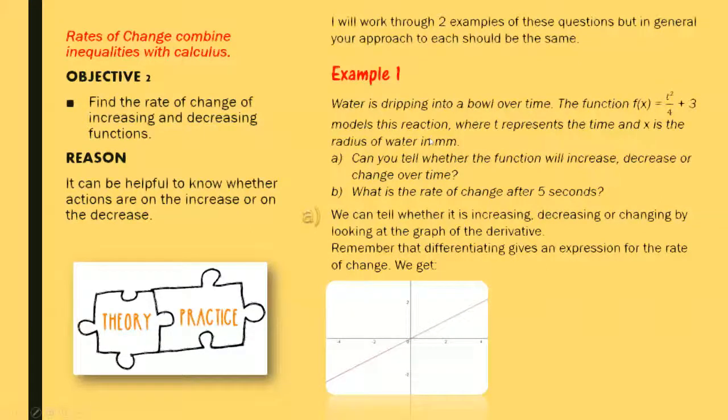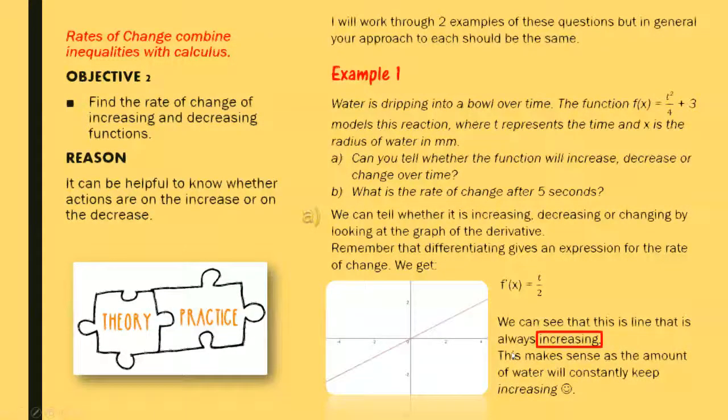So if I do the same, remember that differentiating gives an expression for the rate of change. If I differentiate, I get the derivative of x, f dash of x, equal to t over 2, because 2 times t over 4 becomes a half t. That's the graph of y equals t over 2, or x equals t over 2 in this case. You will see that the line's always increasing. It's going up to the right, and it increases at a steady rate.